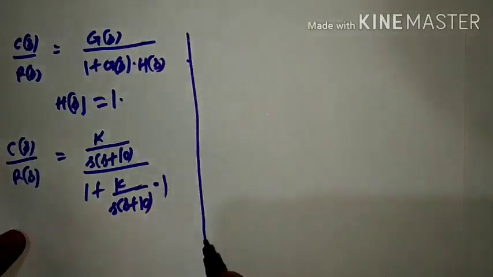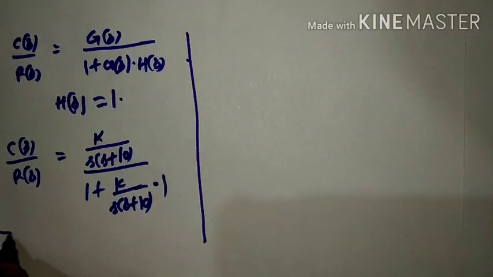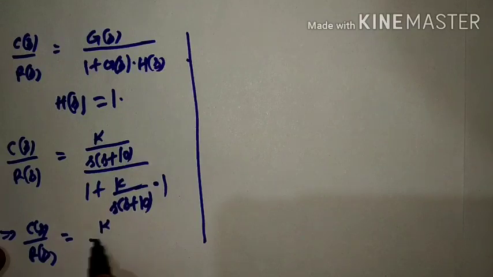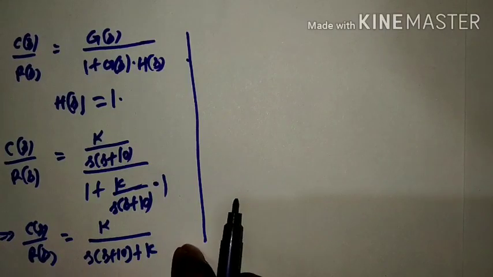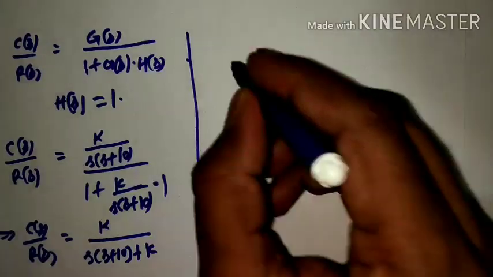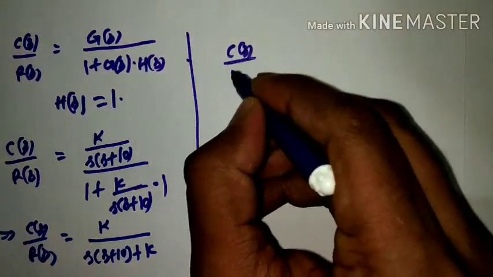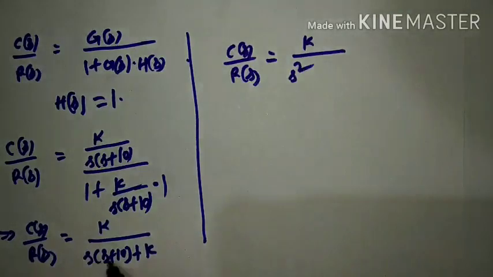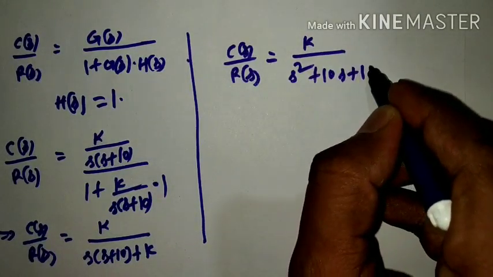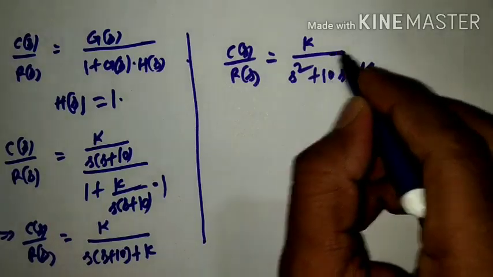When you take the LCM, what do you get? C of s by R of s is equal to K by s into s plus 10 plus K. This is the closed loop transfer function. Elaborating, C of s by R of s is equal to K by s square plus 10s plus K.